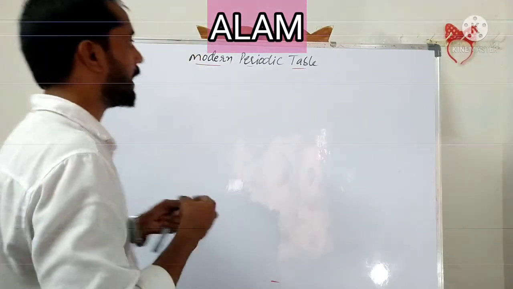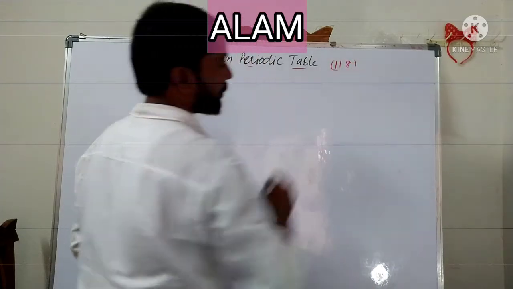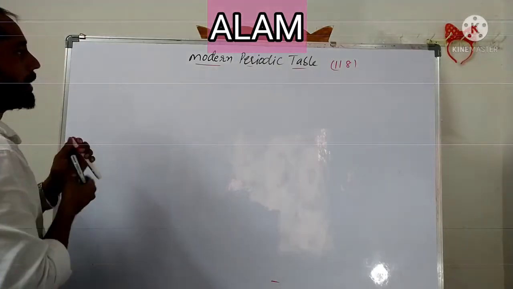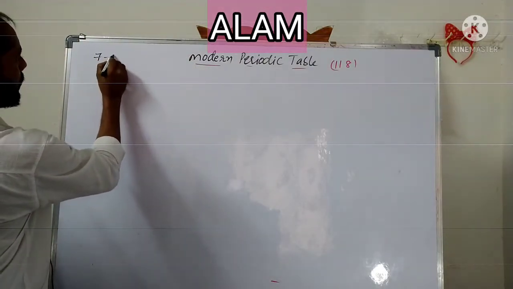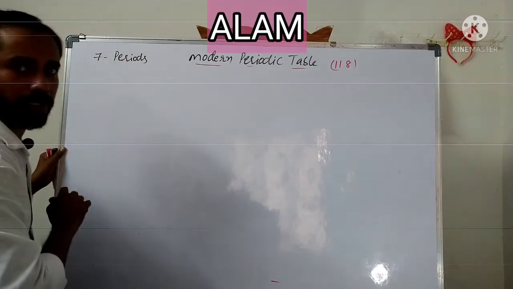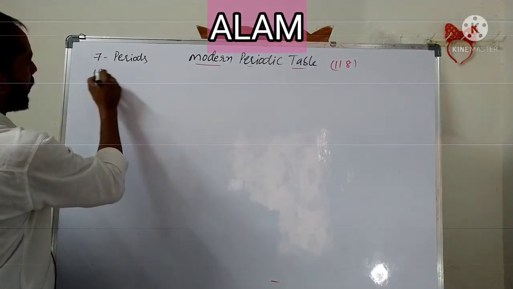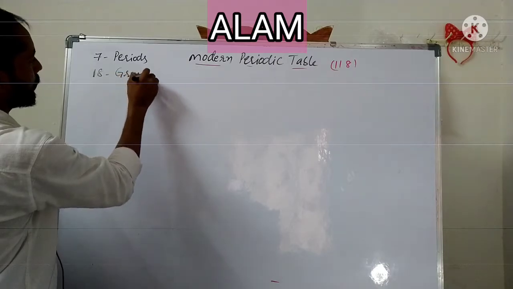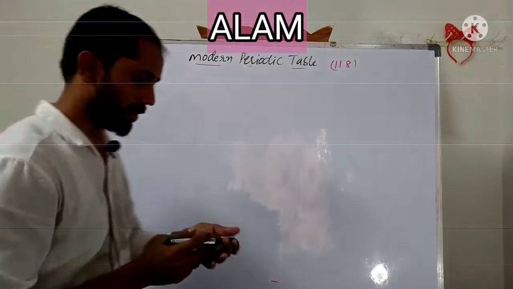In this modern periodic table, a total of 118 elements have been arranged. The modern periodic table contains 7 horizontal rows, which are called periods, and 18 vertical columns. Those vertical columns are called groups. So one by one, we can discuss them.